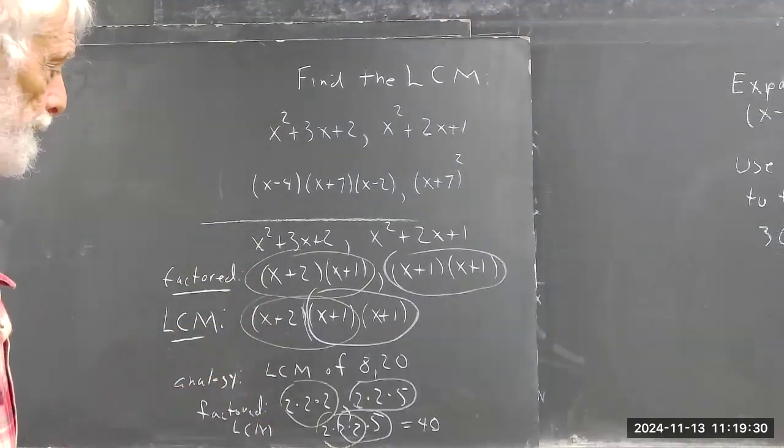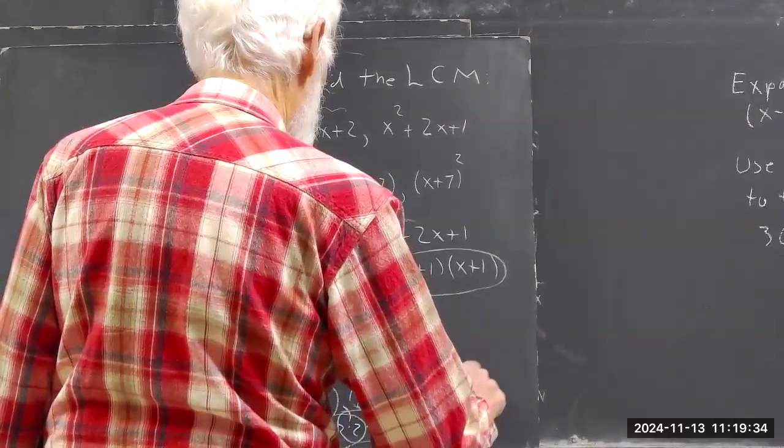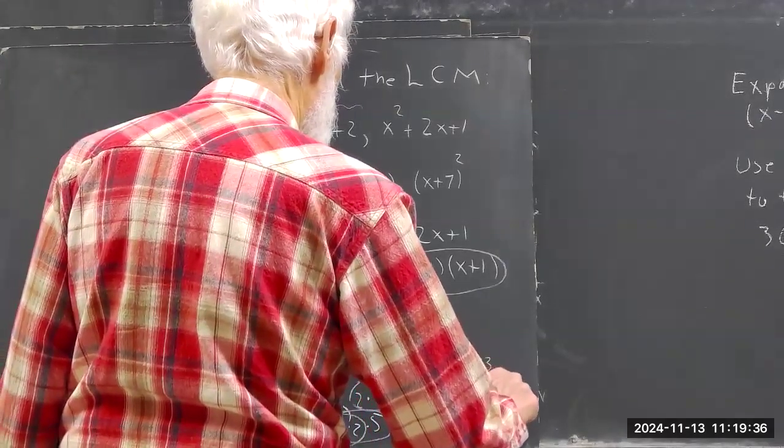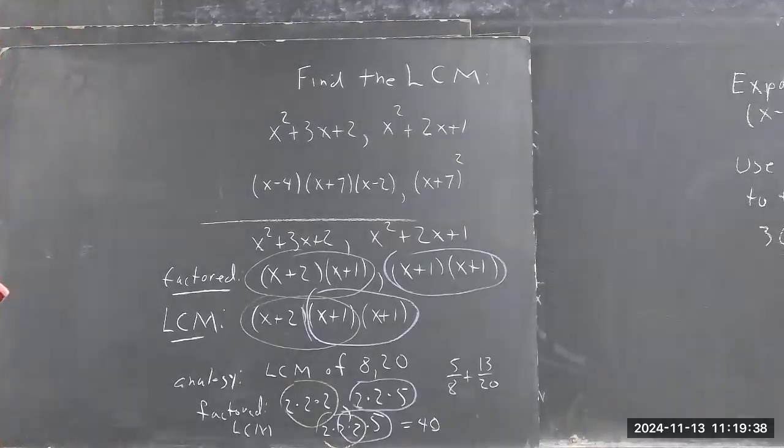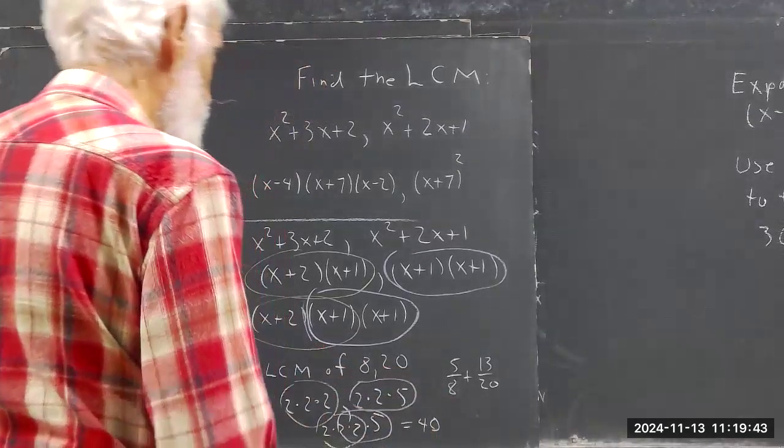Now, why do you need to do this? Well, what if you want to add 5/8 plus 13/20? Well, you want to put that all over 40.